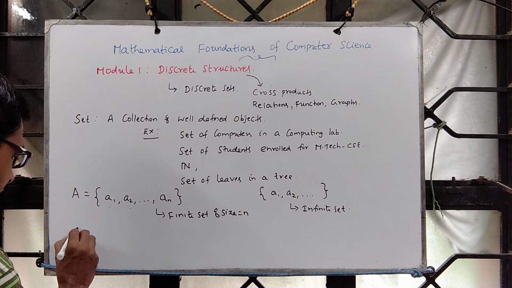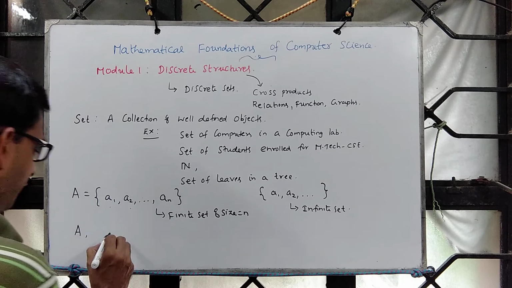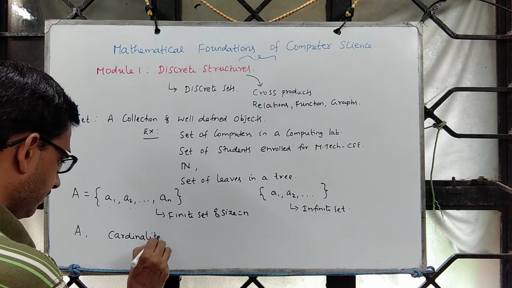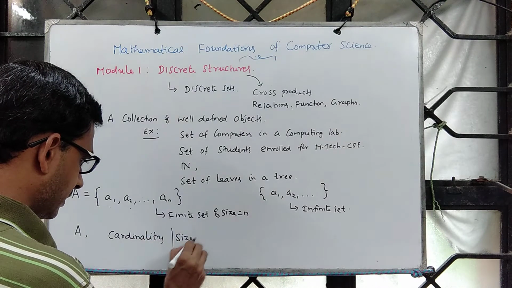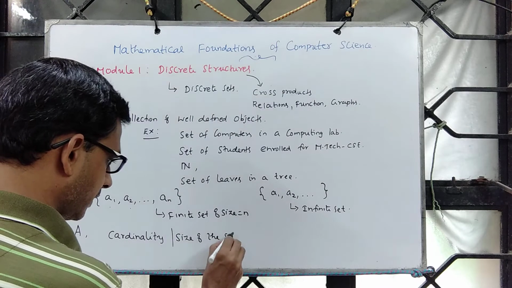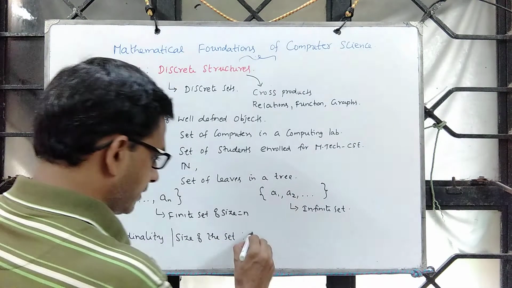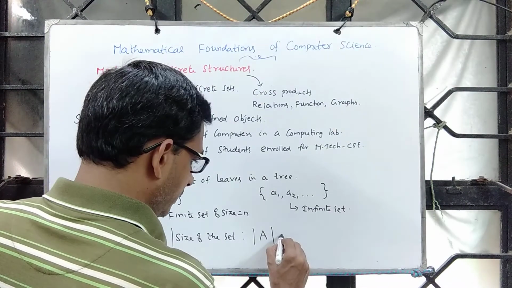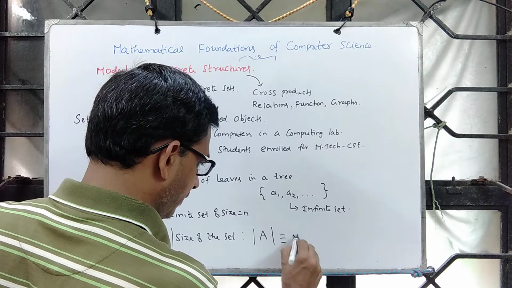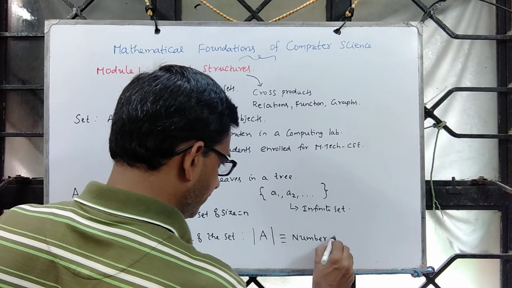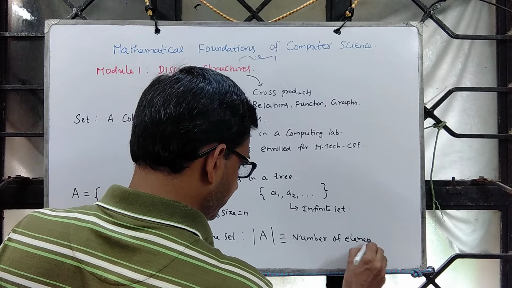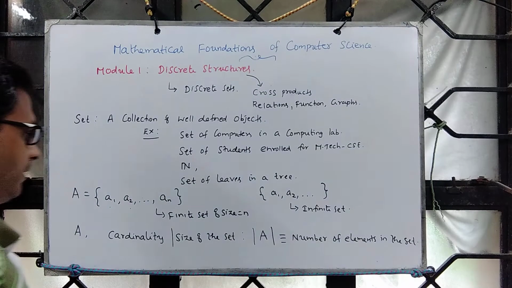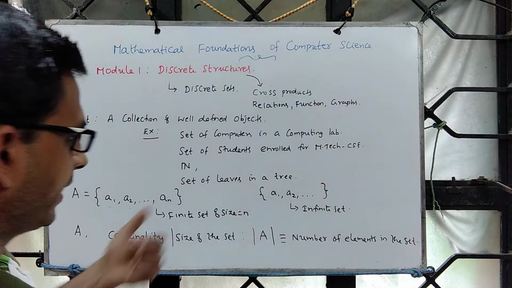So given a set A, we can talk about its cardinality or size of the set. It is denoted using this. And what is this telling you? This is telling us the number of elements in the set. For example, if you take this, there are n elements.